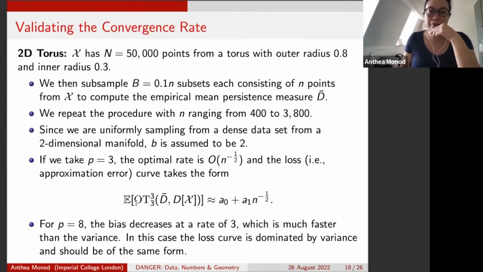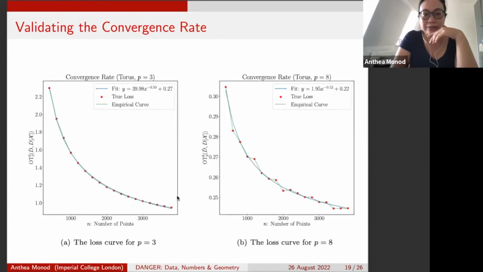Okay, so that's what we have theoretically, right? Let's see how this works in practice. So let's validate these convergence rates that we computed with some experiments. This is just one experiment that I'm showing here, although there are more in the paper. So we have the 2D torus, right? We consider the 2D torus to be our underlying manifold, our finite metric space. We have 50,000 points from the torus, and we're drawing samples here according to our proposed procedure. If we're looking at values of p equals 3 and 8, we can compute what this optimal rate should be. It should look something like that.